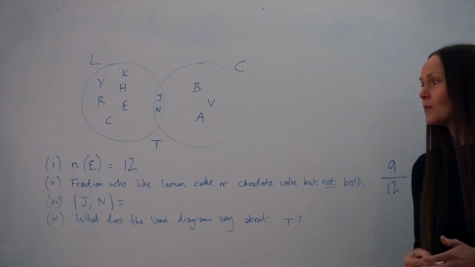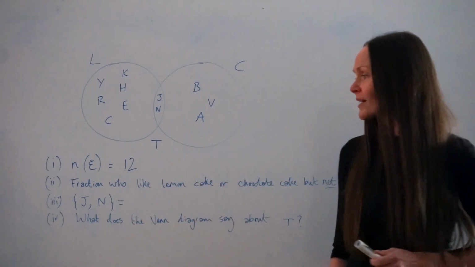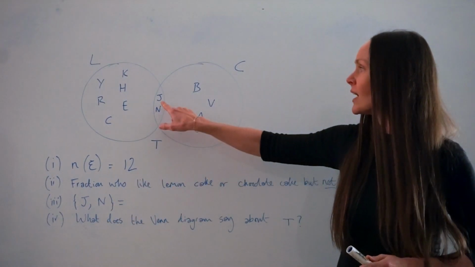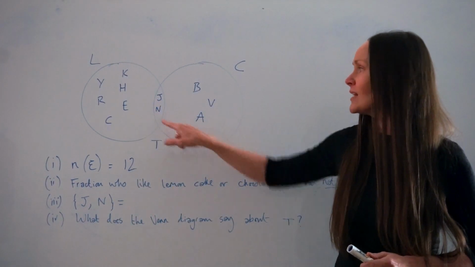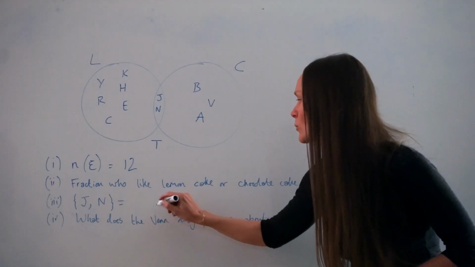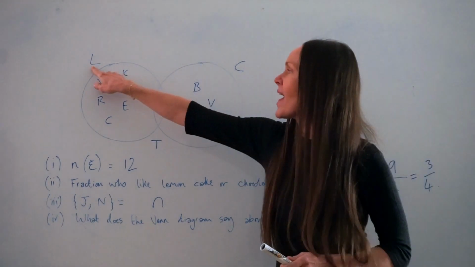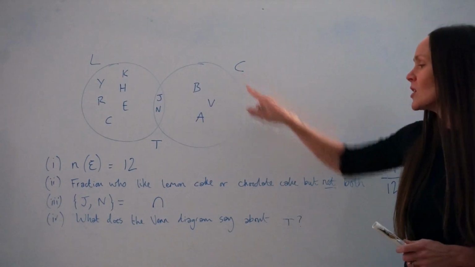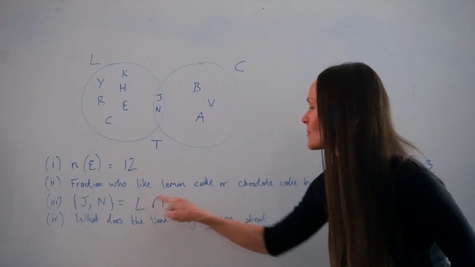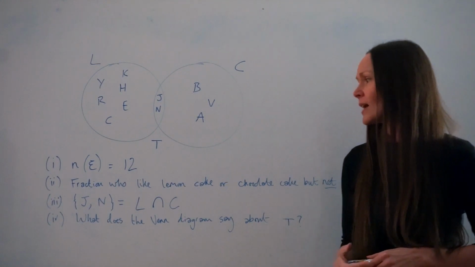Now, on part 3, we have to use set notation to complete this statement. Okay, so I can see these names beginning with J and N, they lie on the intersection. So I have to use the intersection symbol, which is like this. And they lie on the intersection of set L and C. So you need to write down the letters L and C, and it doesn't matter if you write them the other way around, and that's all you have to do for part 3, okay?